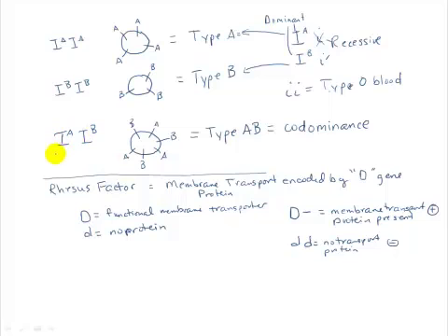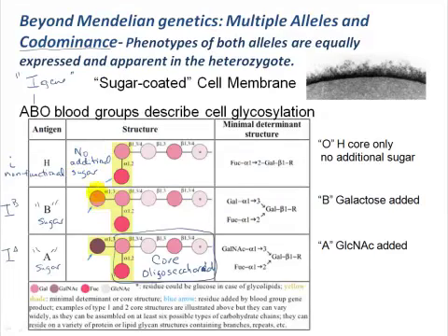In this case, both of these alleles, the A allele and the B allele, encode functional enzymes. There's no interaction between the two beyond that, and each enzyme is doing its own thing, carrying out its own function, which is adding sugar groups onto these membrane proteins that have these core oligosaccharides already added.